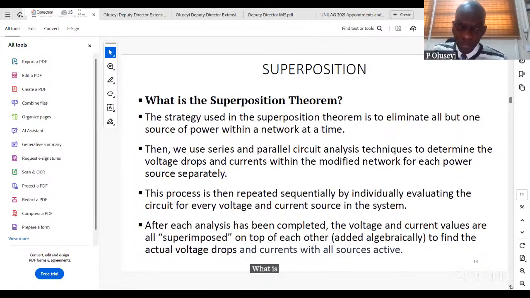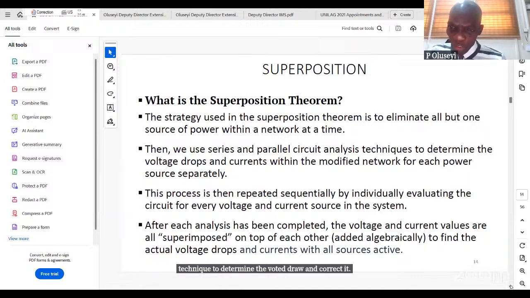What is the superposition theorem? The superposition theorem, as I've said under additive, is a strategic way to eliminate all but one source of power supply within a network at a time. If you have 5 sources in a network, you will eliminate 4 and leave only 1. Then you will use the series and parallel circuit analysis techniques, which we did last week, to determine the voltage drop and current within the modified network, because that network is modified since you have removed all the sources except one.